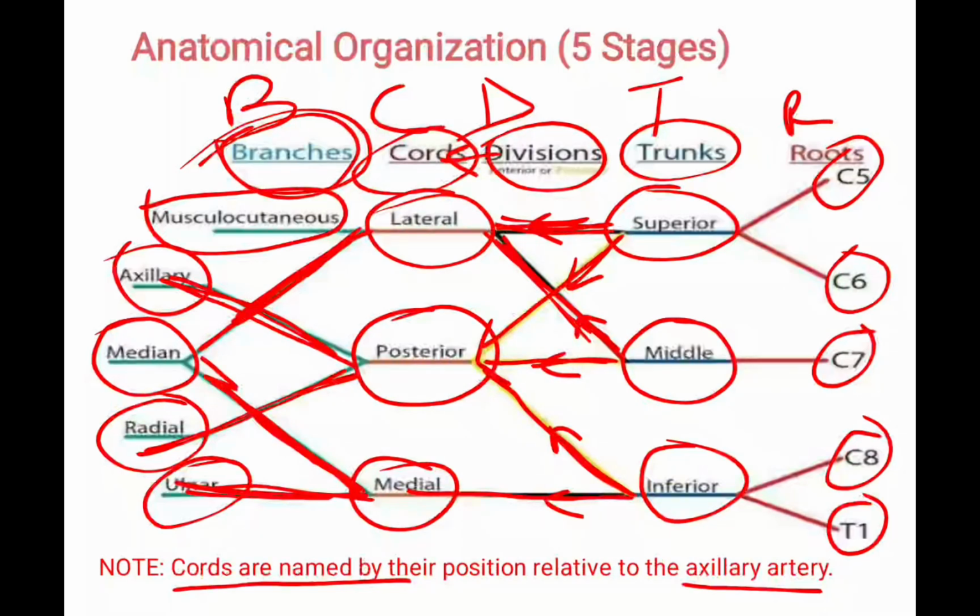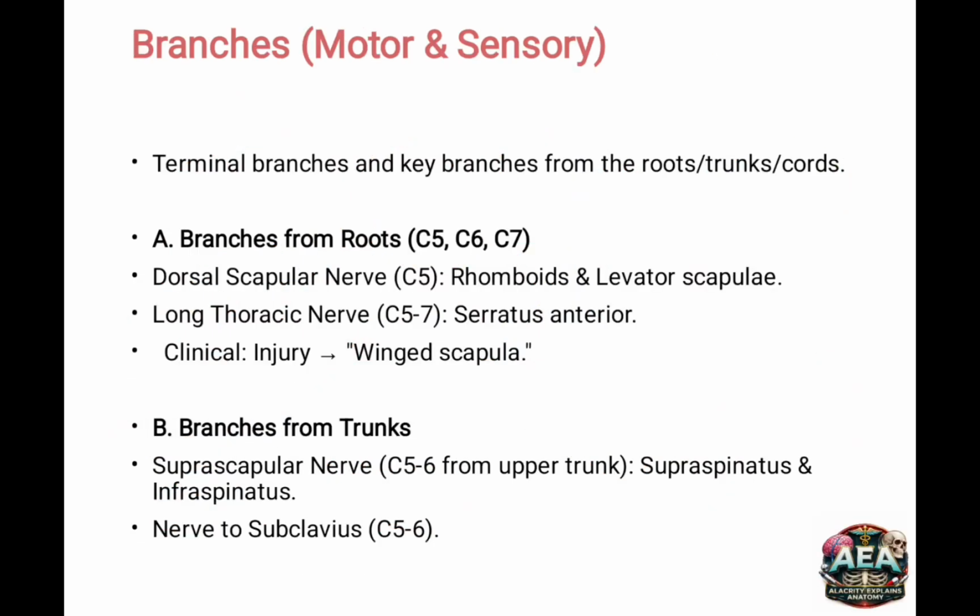There are other branches that arise from the roots, other branches that arise from the cords, and other branches that arise from the trunk of the brachial plexus. But we don't have branches from the division. But we have branches from the roots, we have branches from the cords, and the likes. So let's look at the major branches, both motor and sensory. The terminal branches, both motor and sensory.